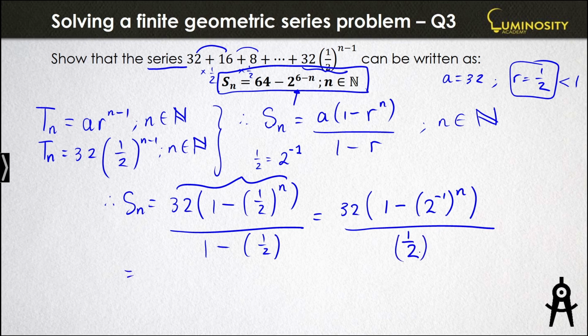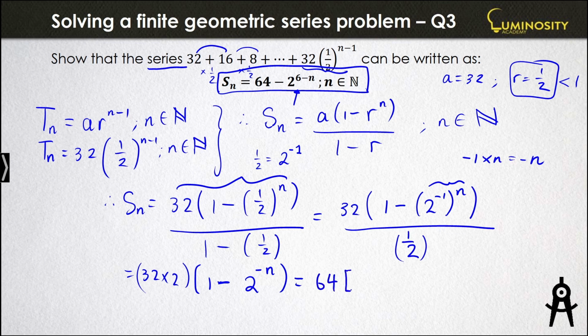When you divide by a half, you're multiplying by 2, right? When you divide by a fraction, you tip and turn, you multiply by the reciprocal. So the reciprocal of a half is 2. So 32 times 2, and that's times 1 minus. Now, exponential law says when you have a base with an exponent raised to another exponent, you multiply those exponents. Negative 1 times n is just negative n. So that becomes 1 minus 2 to the power negative n. We're almost there because we almost have it looking like that. Now 32 times 2 is 64, and that's being multiplied into 1 minus 2 to the negative n.